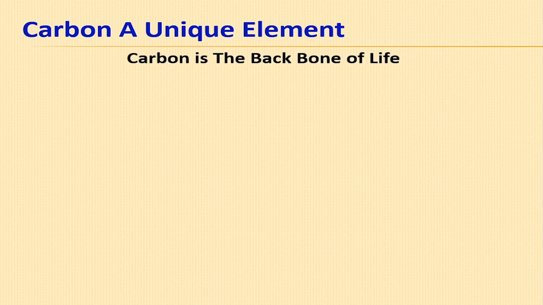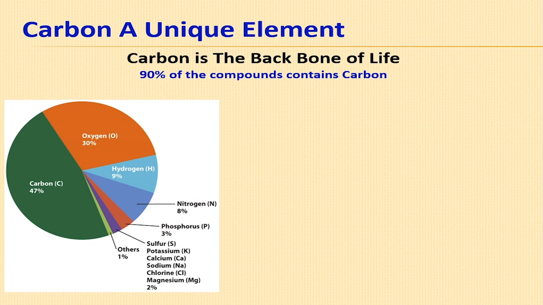In the last slide, we discussed that the elemental percentage of carbon in the human body is 50%. The question is, why is carbon present in such huge concentration, at least 50% of the elemental composition? The answer is that carbon is the backbone of life. This is a very important statement. How is it the backbone of life? In fact, 90% of the compounds in the human body contain carbon as a key element. And in this chart, carbon is almost 47%, along with sulfur, potassium, calcium, sodium, chlorine, magnesium, and others.